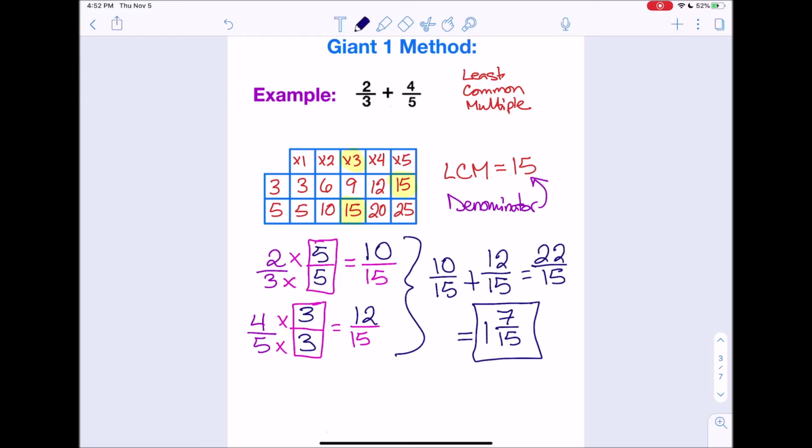Okay? So that's the giant 1 method. Your goal is to convert or change the fractions by multiplying by a giant 1 to make equivalent fractions that will now have a common denominator so you can add them together, okay? And the fractions now have the same parts, right? 1/15 and 1/15 are equal. So if we have 10/15 on one side and 12/15 on the other, we can add them together.